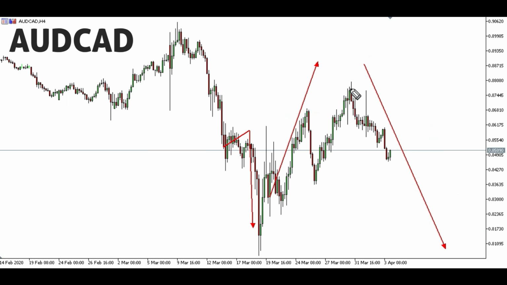If you did not get an entry anywhere around this area, wait. If we get a correction here, you can go down with the down move until this level. And if the setup just continues here and your strategy does not give you an entry, just ignore it and wait for other setups. But we're expecting more down from this setup here until this level here. That's what we're expecting for AUD CAD.